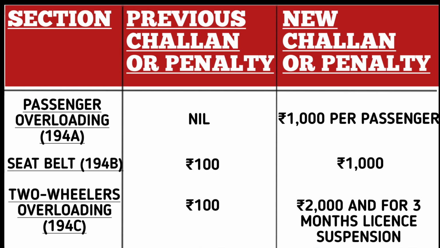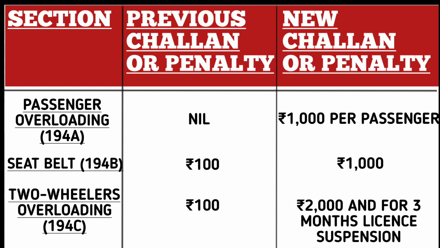Next is the passenger overloading, which is covered under section 194A. Previously, no penalty was imposed on its violation, but now for every extra passenger, rupees 1,000 is imposed as a penalty. Next is the seat belt, which is covered under section 194B.